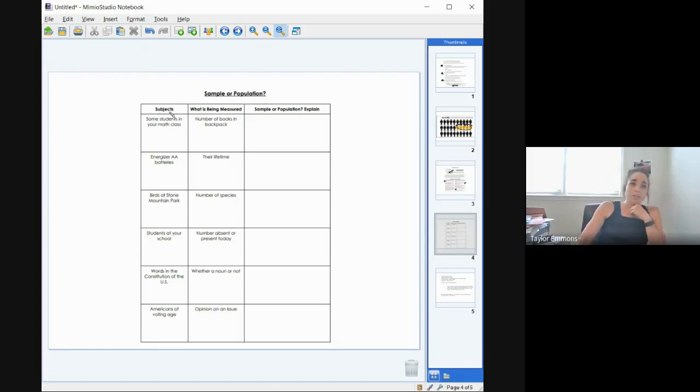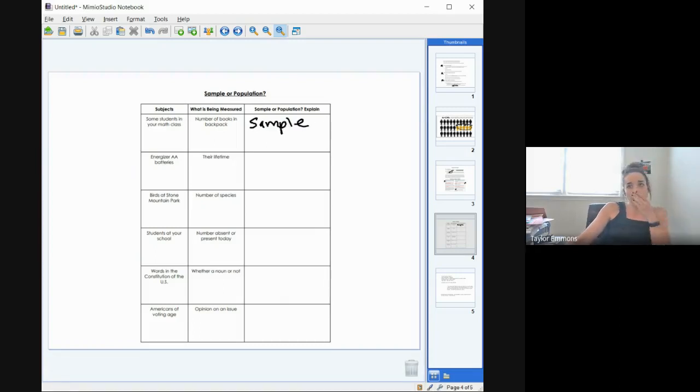The subjects are some students in your math class, and what is being measured? The number of books in a backpack. So is this a sample or is this a population? Okay, so y'all are saying sample. Good, so it is a sample.